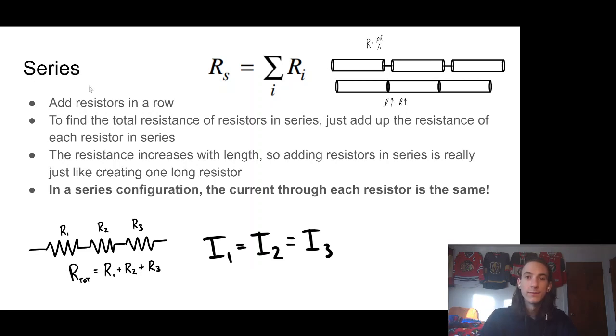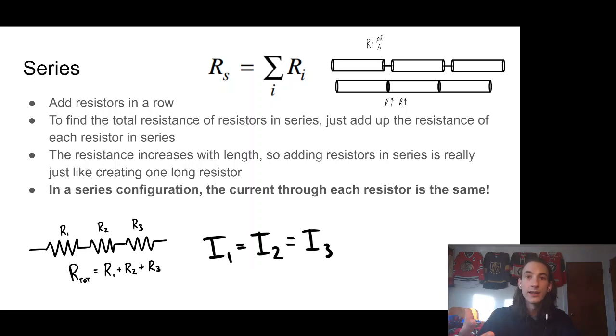I made you guys do the math before. We're not going to go over the math again. But what you're really doing is saying, oh, well, we can add up the lengths, and then we're adding up the resistances effectively. So to find the total resistance of resistors in series, all we have to do is add up the resistance of each resistor in series. We have this equation that says R series is equal to the sum of all the resistors in our series. And then the resistance increases with length, so adding resistors in series is really just like creating one long resistor.